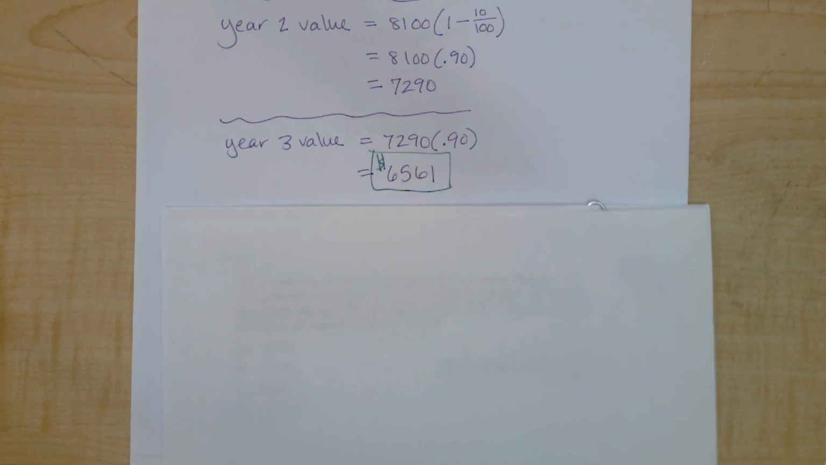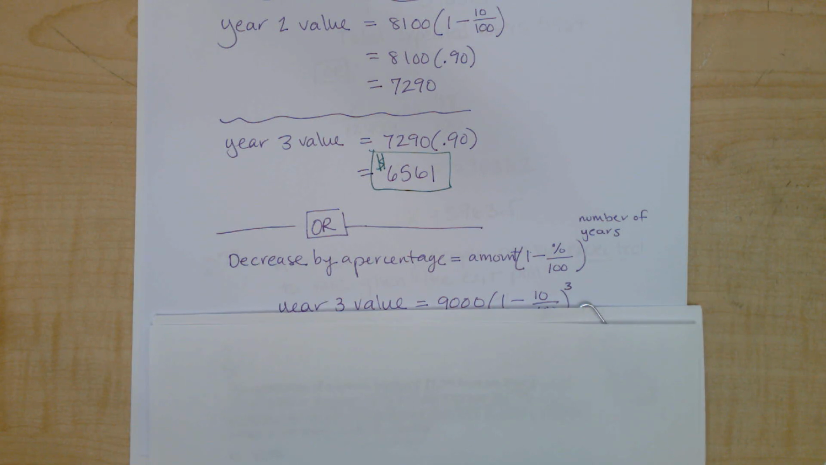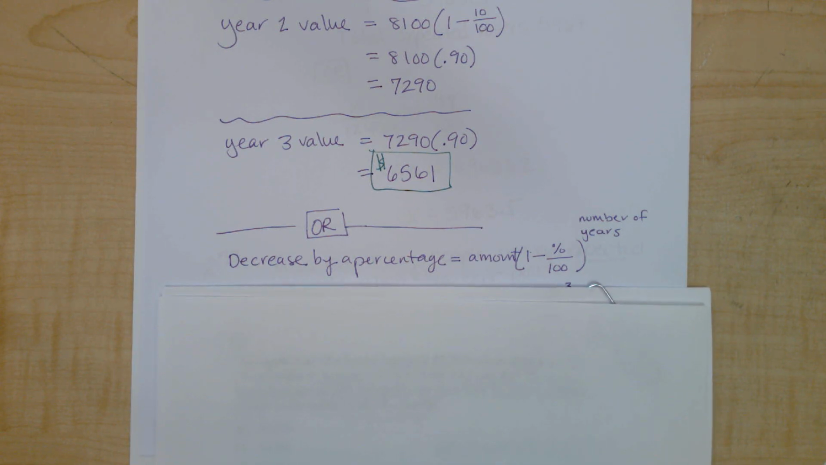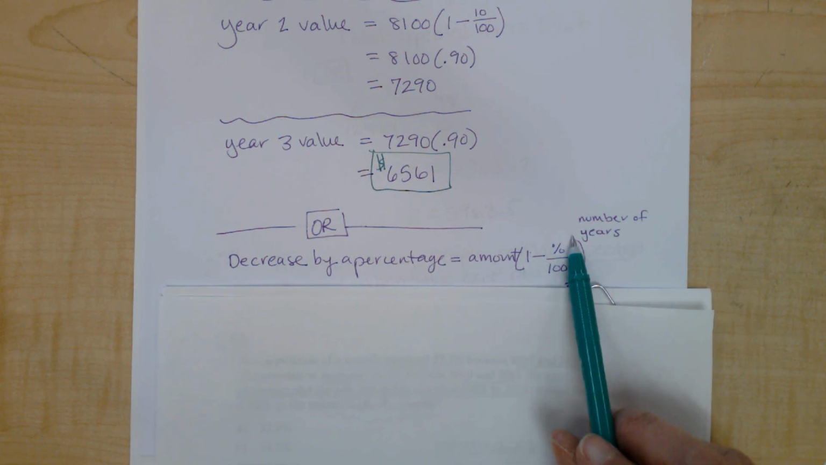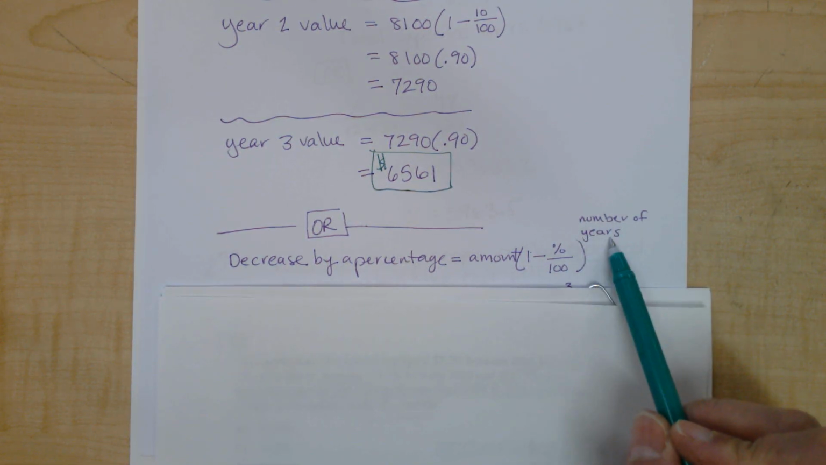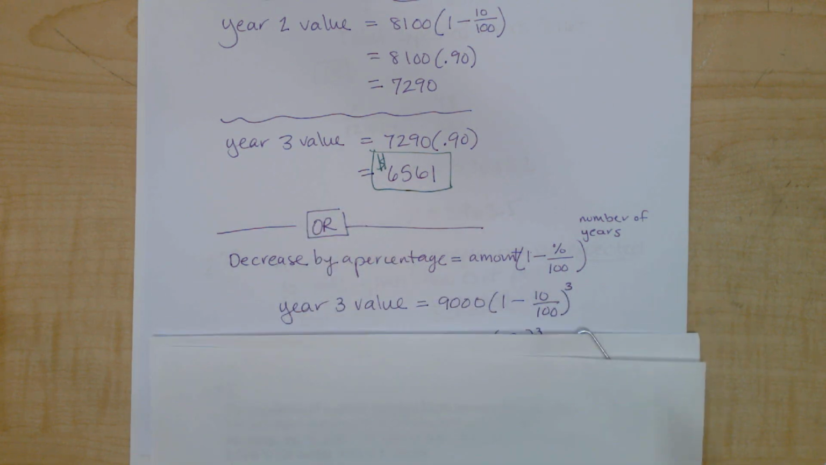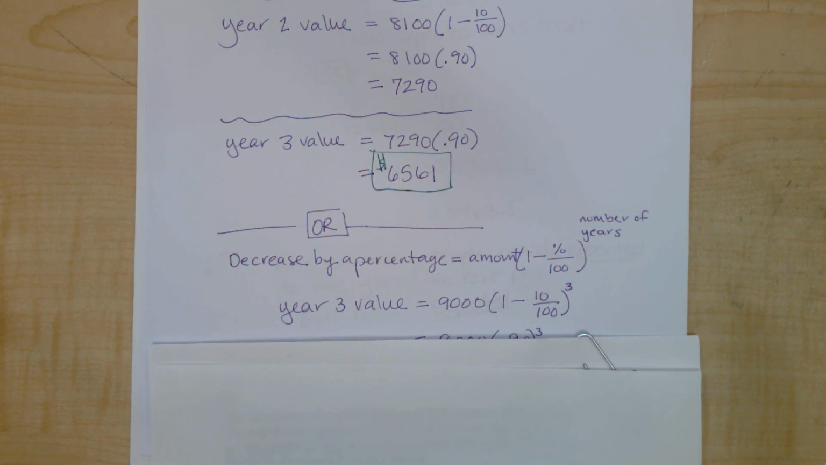$6,561. Now, you could do this another way. I just wrote down the decrease by a percentage: here's your amount, 1 minus the percent over 100, to the number of years. So how many years do we have? We have 3. So you could raise it to that third power. Again, you don't have to remember all of this. Okay? And there's no guess and check with the answer key, so you don't have to remember.